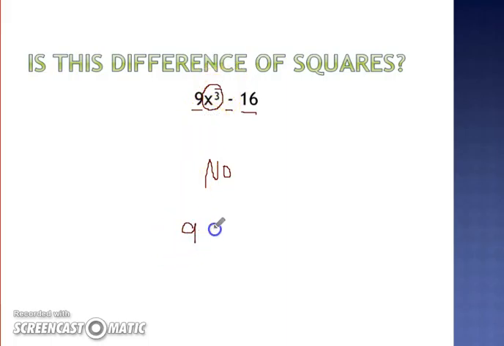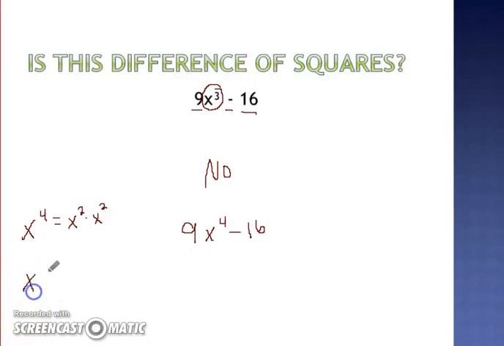So for example, if this was 9x to the 4th minus 16, then it would be yes, because x to the 4th is a perfect square. x to the 4th is equal to x squared times x squared. So as long as your exponent is even and your coefficients are perfect squares, then it could be a difference of squares pattern. But odd exponents will not work. There's no way to multiply an exponent by itself and have it equal an odd exponent.